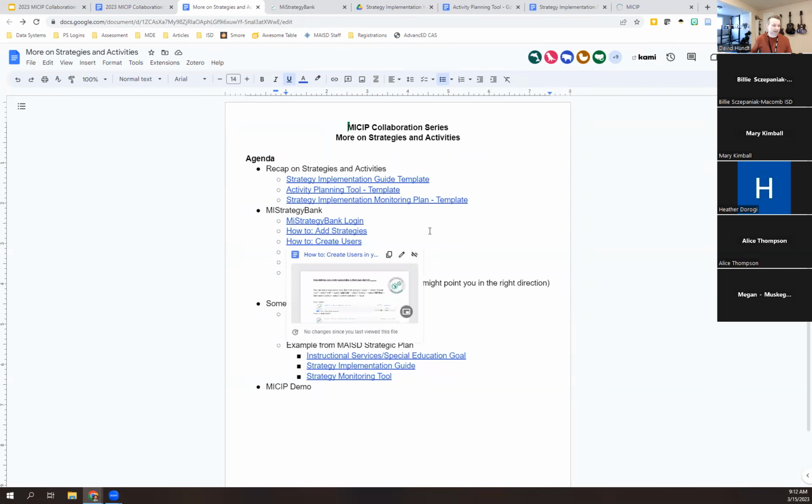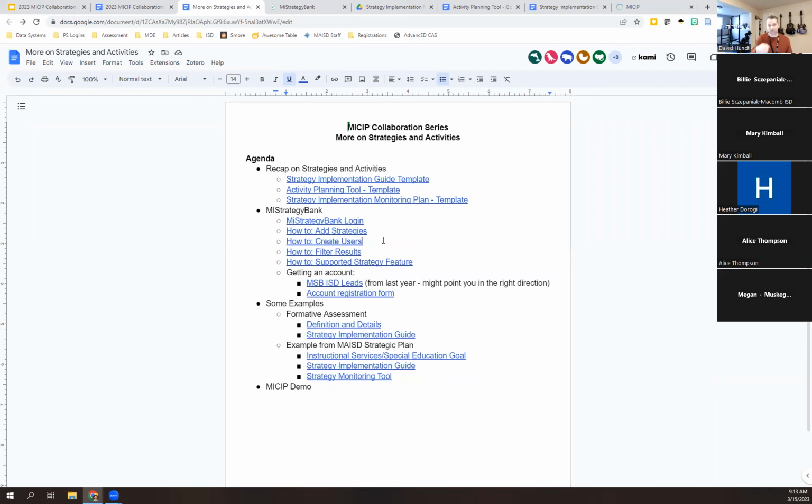This one is if you are an ISD user, you can create other users in your county. So for me, if somebody's like, hey, I want to add a strategy to the strategy bank, I can make them a user for their district. And then they're able to go in and add strategies. And it also has in here, if you want to become that super user, there's a process to do that, that you ask through the My Strategy Bank, and you can become that person for your ISD.